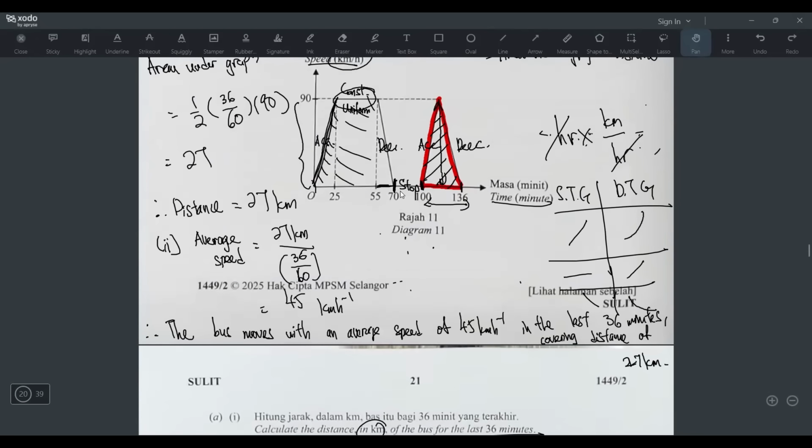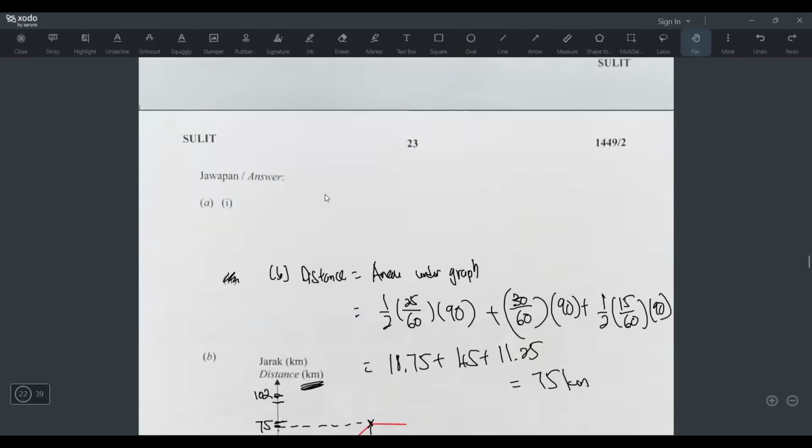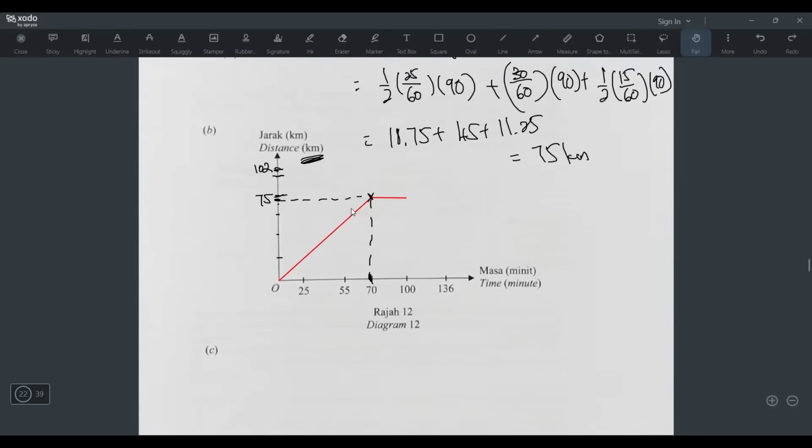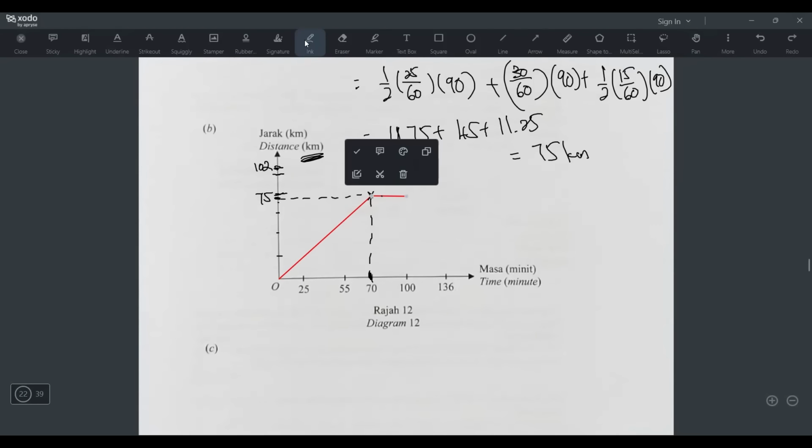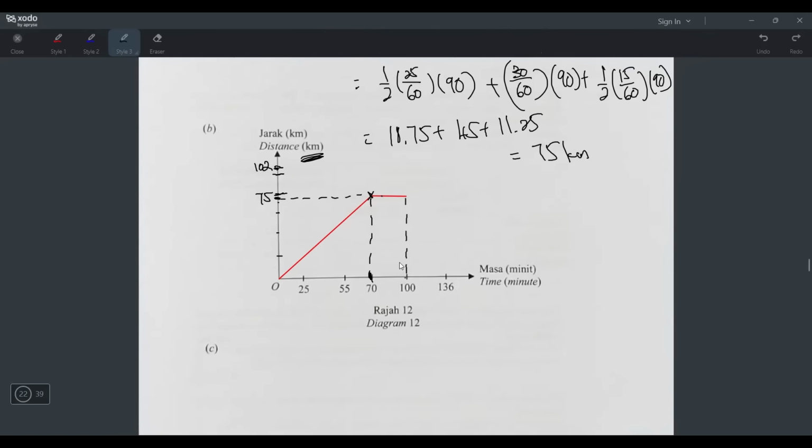When the speed is 0, that means the distance traveled is 0 also. So for a distance time graph, the horizontal line means stop. So you stop until here, for 30 minutes. Okay, so that's the next point. It means the time is increasing but the distance never changes.